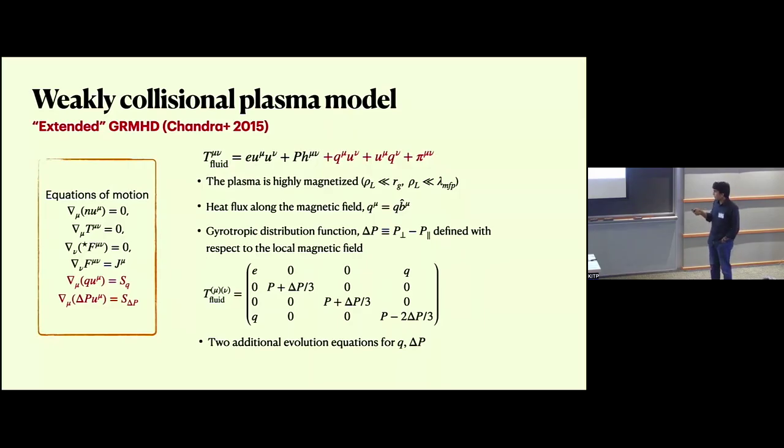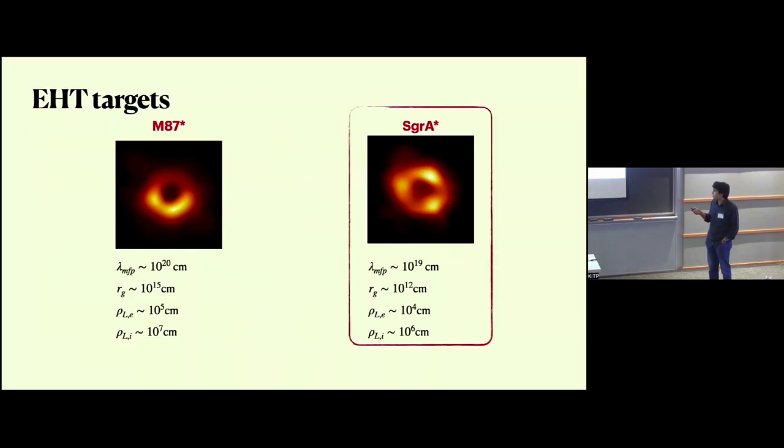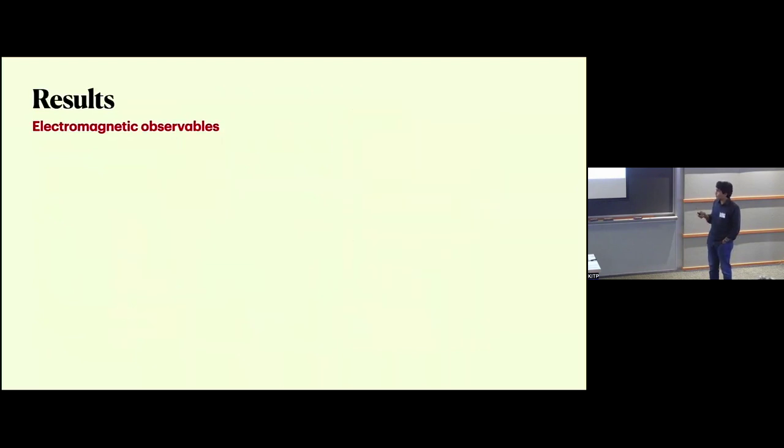So we take this set of equations and we implement it in a modern performance portable GRMHD code, and then run it through the pipeline that I had shown earlier. And for this work, we focus on Sagittarius A star, and I'll get to it in a moment why we focus on this. There is an observational motivation as well. So at the end of the day, you again get a bunch of images and a bunch of spectra, which you can compare with observations. And I'm just going to talk about 2 of the results over here, the 2 main results.